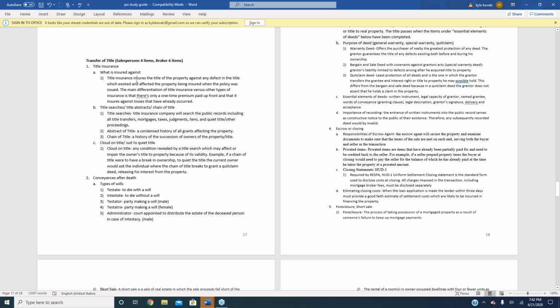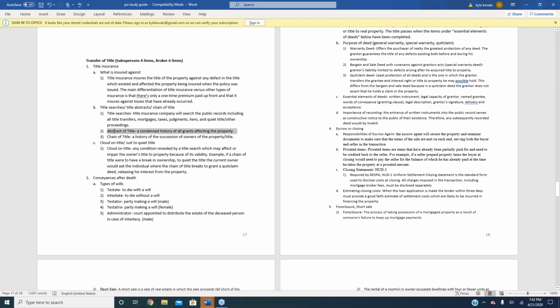Title insurance. A couple unique things here about title insurance. Number one, it covers the past. Title insurance covers all matters of record and also those not of record prior to the owner's acquisition of title. So if they ask you, what would cover matters of record and not of record prior to the owner's acquisition of title? That's title insurance. And number two, it's a one-time premium payment.